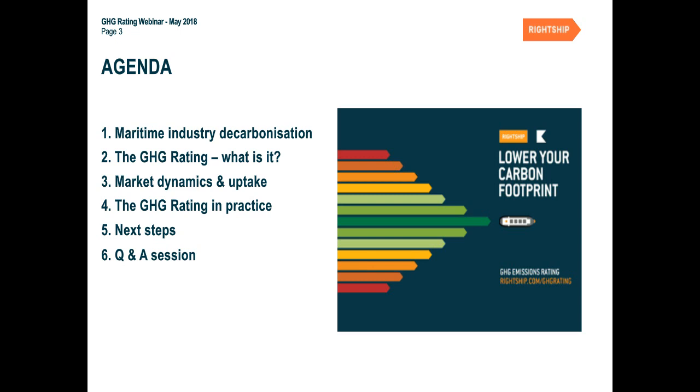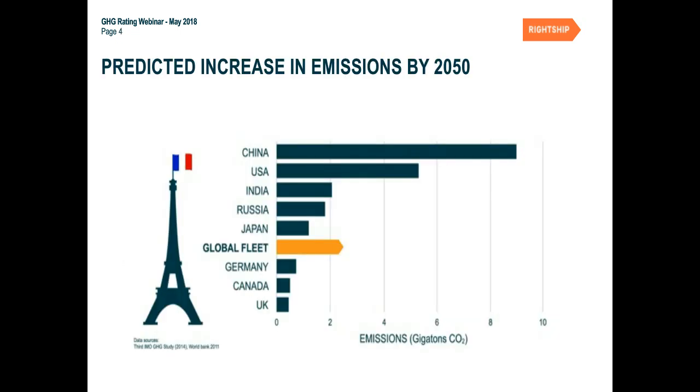Thanks, Chris. As you may or may not know, shipping moves about 80 to 90% of the world's cargo, so it's crucial for world trade. Shipping was left out of the Paris Agreement, you might remember, back in December 2015. However, as you can see on the slide here, it is predicted that shipping will increase by around 50 to 250% by 2050. Hence, we have seen an unprecedented amount of interest and pressure on the shipping industry to reduce its impact on the environment.